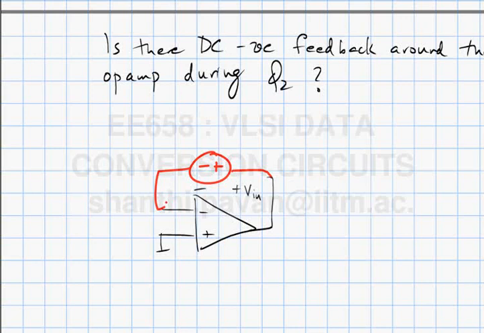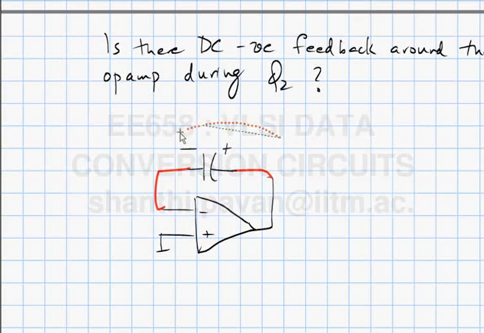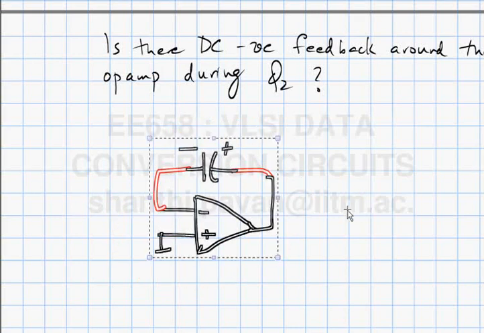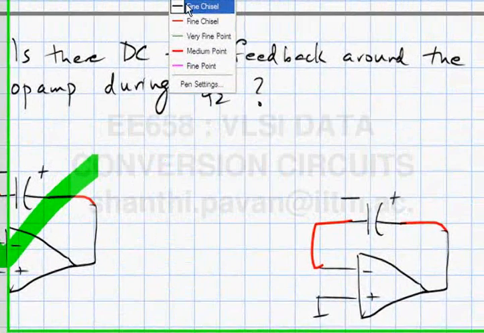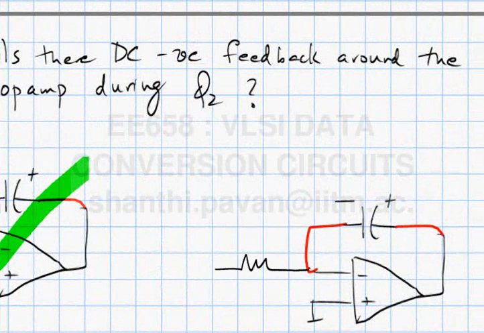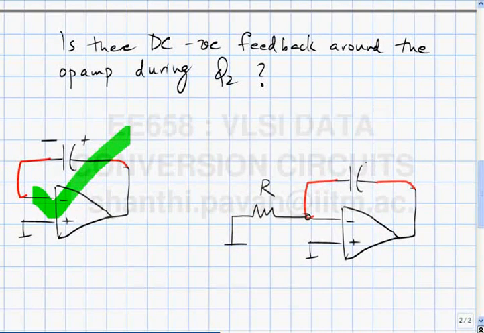So we accept that there is DC negative feedback around here, okay? Then a legitimate question is the following. This we understand has DC negative feedback. What about this? Is there DC negative feedback around the op-amp in this circuit on the right?